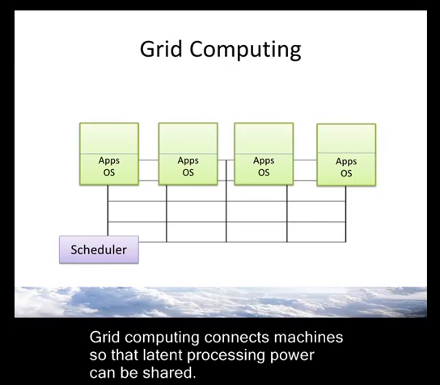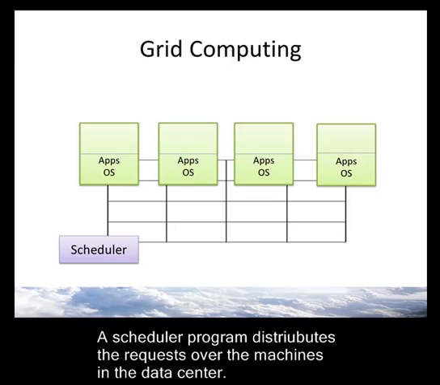Grid computing has the same benefit as virtualization. You can utilize the unused processing power of other machines to get work done. Through smart allocation of processing power, requests can be distributed to underutilized machines. The computers are connected together, and a scheduling program distributes the requests to different servers based upon the need for processing power.